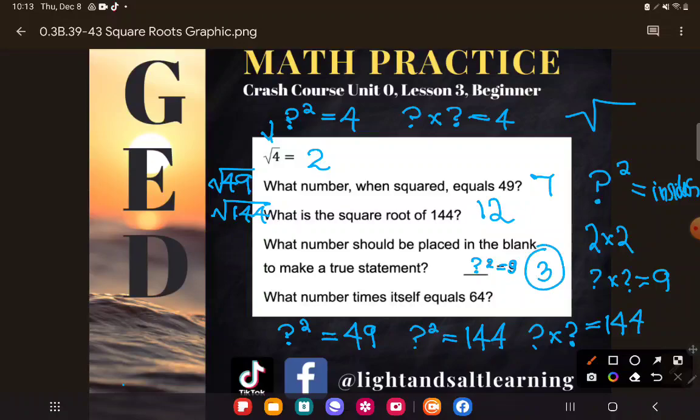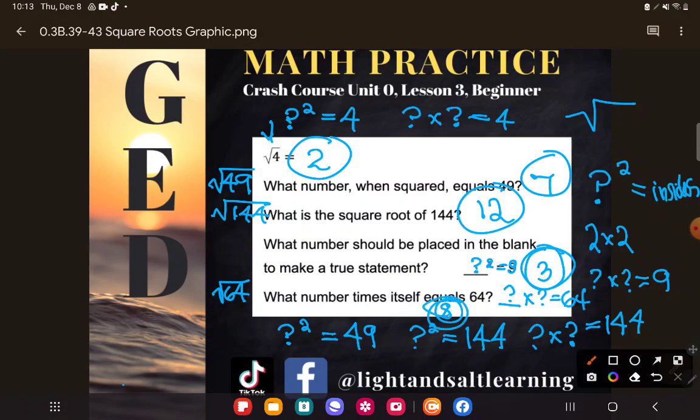Great. And there again, more language. What number times itself, same number, would give me 64? Well, again, another way of asking, what's the square root of 64? So what number times itself equals 64? That's 8. Okay, so a lot of talking. So answers here are 2, 7, 12, 3, and 8. And again, this is 5 different ways to say or to think about the exact same concept, square roots.